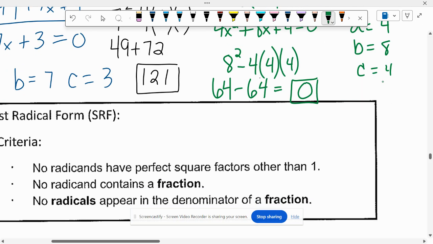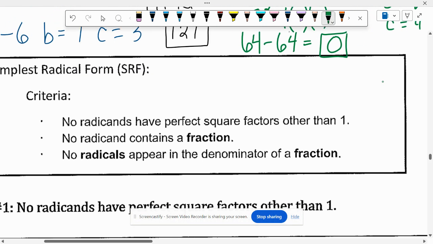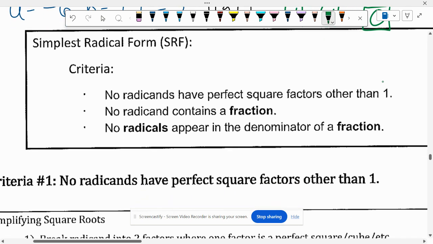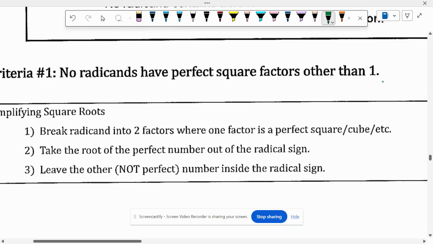Okay, good deal. Now we're going to talk about simplest radical form. Simplest radical form means that you can't have any radicands, nothing in a radical symbol, that have perfect squares inside of them. That's why we wrote all the perfect squares on the back of your times table for you, right? You can't have a fraction inside of a radical, and you can't have a radical in the denominator. So we're going to start talking about how to simplify that.